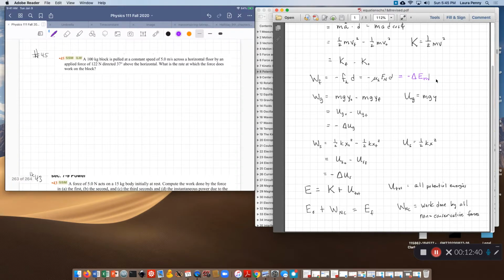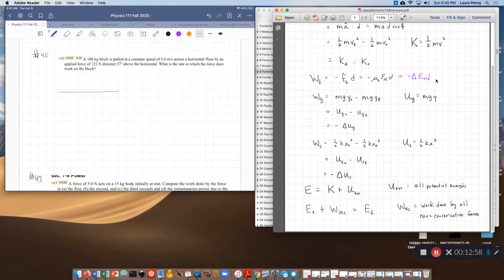So quickly, we can do a couple of little examples here. These are some of the last problems in chapter 7, I believe. So we have a block which is pulled at a constant speed.